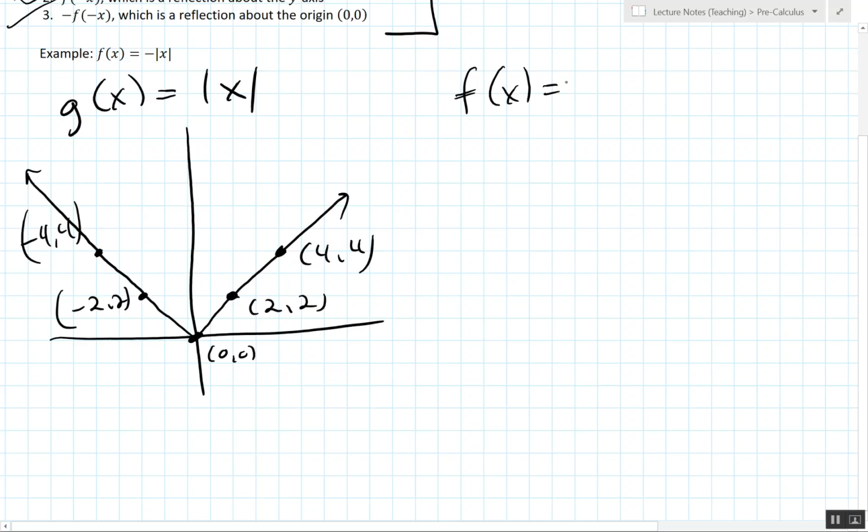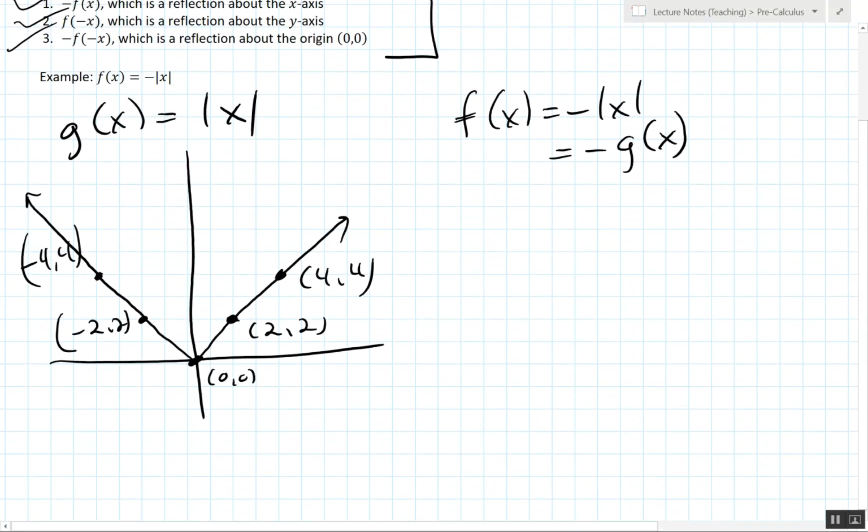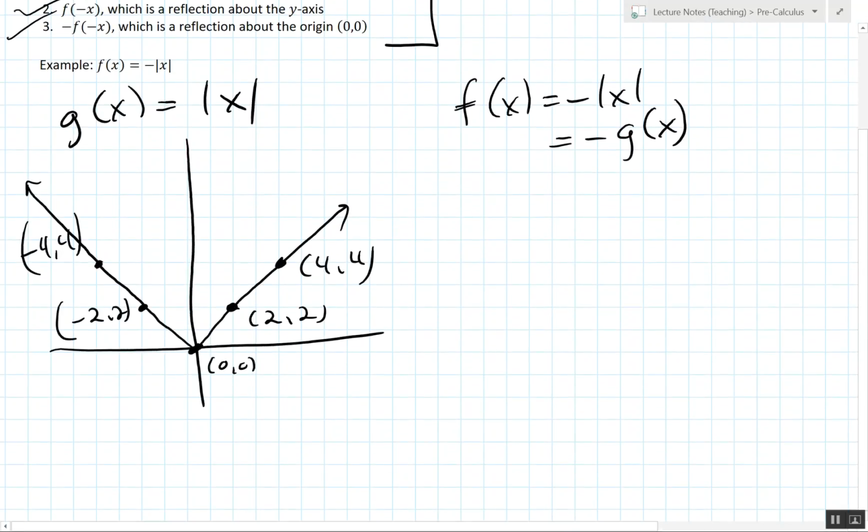So f of x is negative absolute value of x, which is negative g of x. So this is a reflection about the x-axis. What does that mean? Well, we just basically change all the signs of the y-coordinates. So when we do that, we're going to get something that's purely in quadrant 3 and quadrant 4, except for the origin.